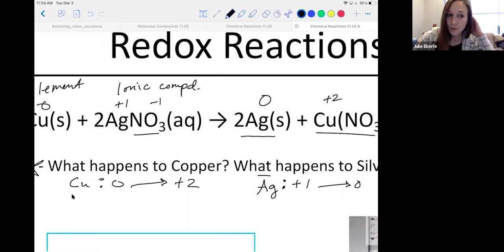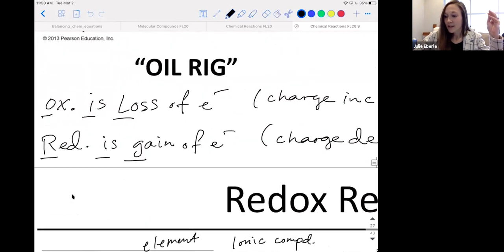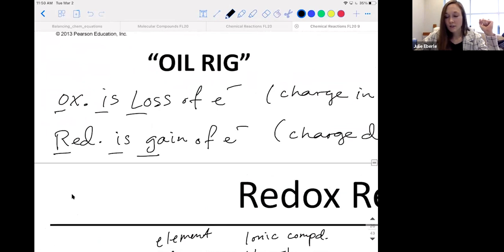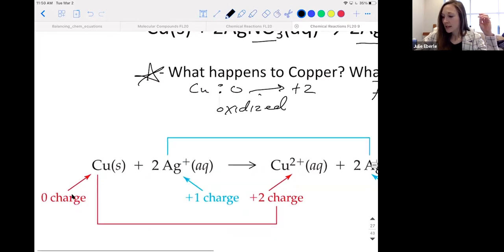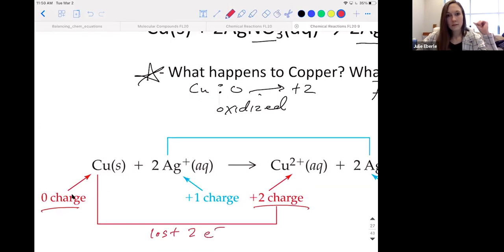Goes from 0 to +2. Seeing different things, oxidized or reduced. So it lost electrons, which means, we go back to our thing, anything that loses electrons, that's oxidation. So copper is oxidized. And that's exactly what you see if you're looking at this red and blue label stuff down here. Started out with 0 charge, it becomes a +2, so it lost 2 electrons. This is oxidation, okay?